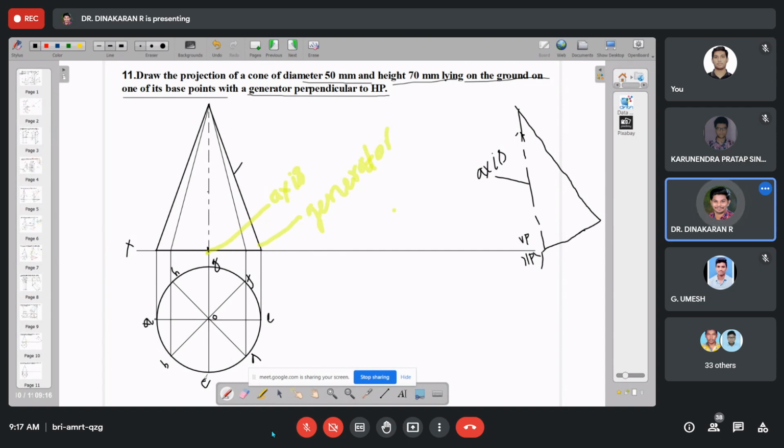Comparing with the axis height, the slant edge or generator, the longer edge, will it be lesser or higher? It will be higher. Yes, the slant edge will always be higher. So don't take the slant edge or generator height, and don't take this green one. Always use the generator point. This is the point height.